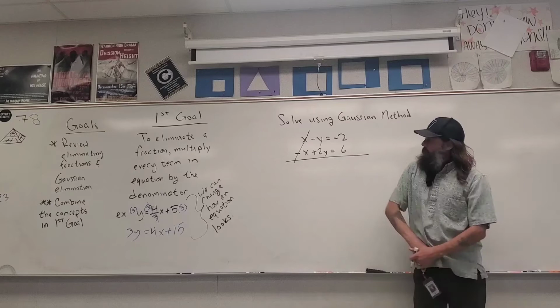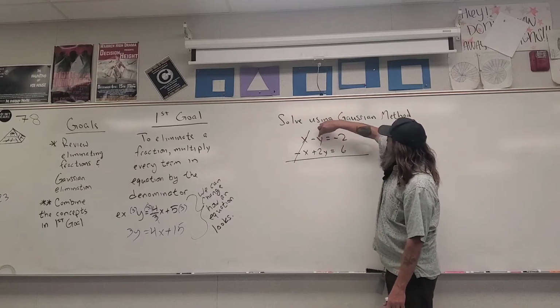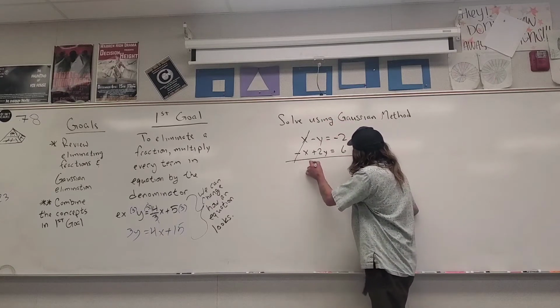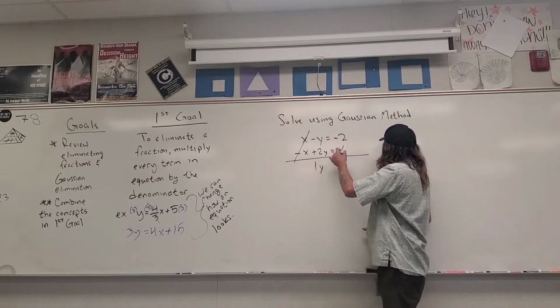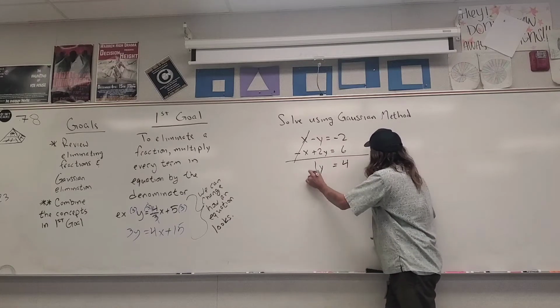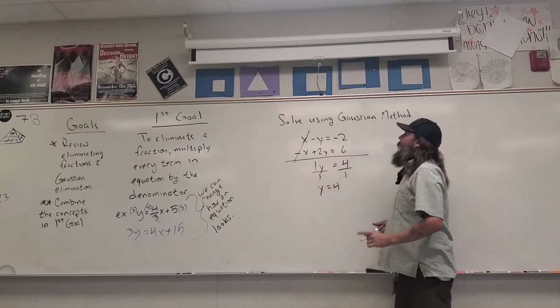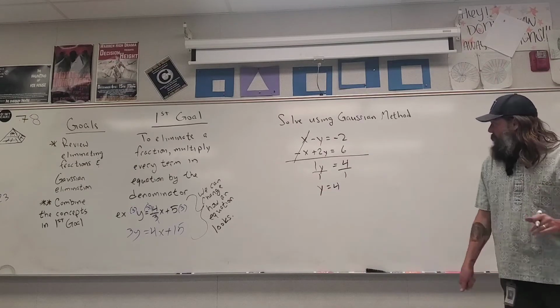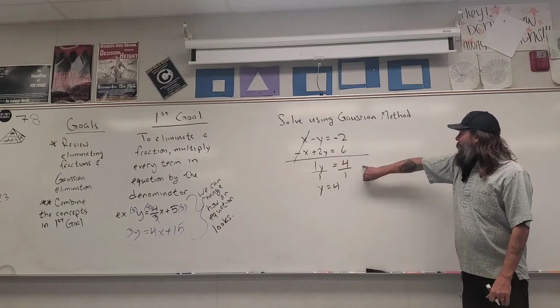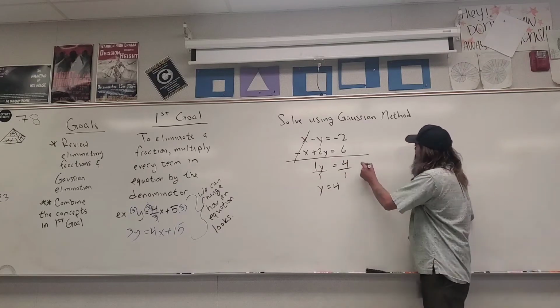There are no more x's. Minus y plus 2y, I owe 1, I have 2, that means that I have 1y. Owe 2, I have 6, that means that I have 4. Divide out the 1, and y equals 4. I want to point something out that's very important for the next goal. A variable canceled out.